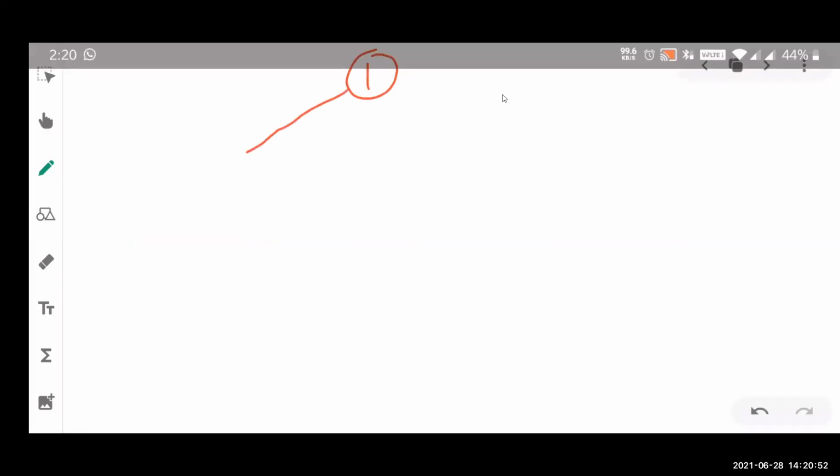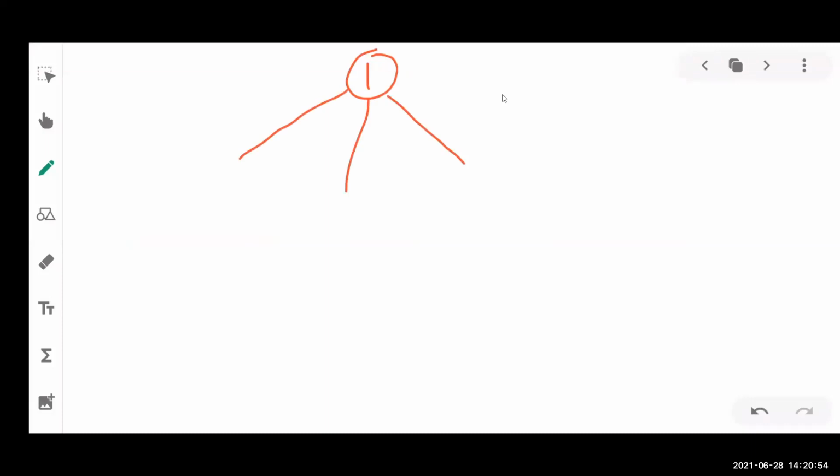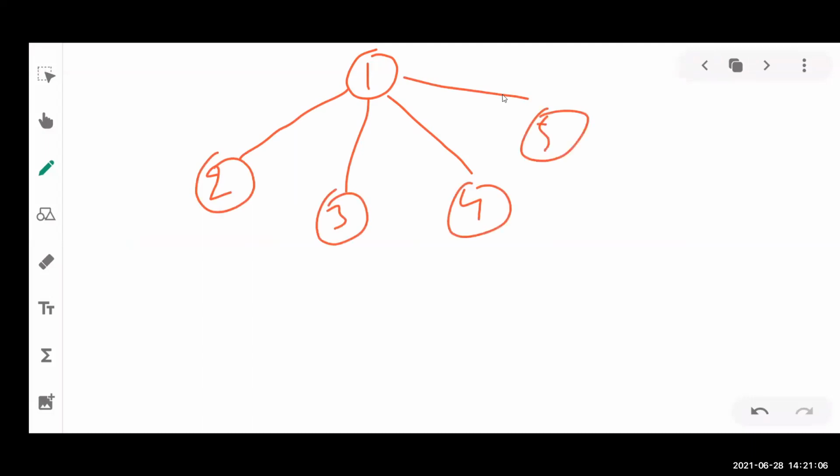So, 1, so it does have... so consider that P1, P2, P3 are there with me. So this is 2, and this is 3, this is 4, and this is 5. So look at this here, job 1, job 2, job 3, job 4.